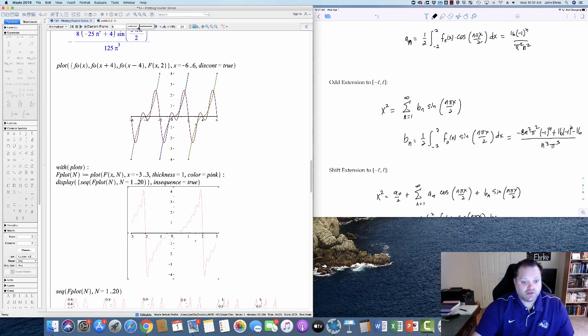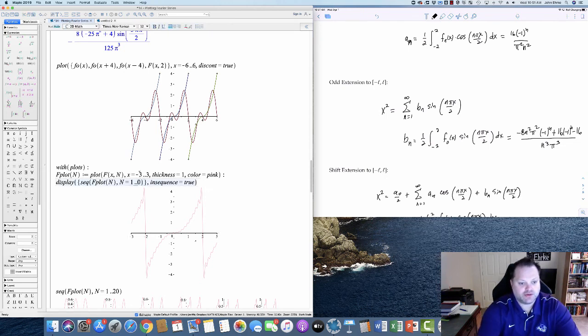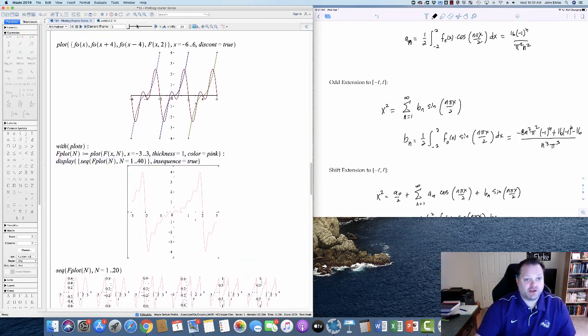So with 20 terms, we still have a ton of jaggedness. You see how it's getting better. Let me see if I can up this a little bit. Let's go to 40. The more terms you do, obviously, the higher cost you pay in terms of computing it. But Fourier series are pretty easy to compute. So there's our best view, maybe, right in there.